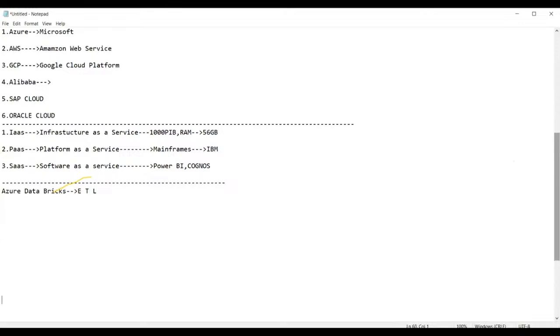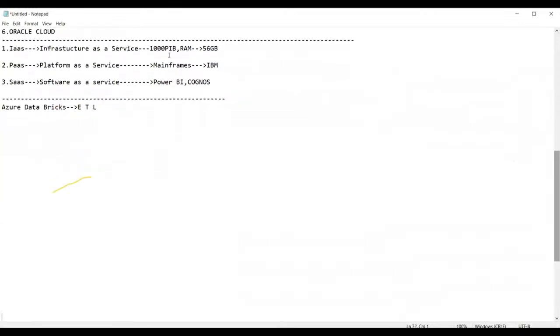Now, when it comes to Azure Databricks, let us try to understand this ETL with an example. Guys, here I have some data. I'm using this as the source. And now, in the bottom, I'll write the target.